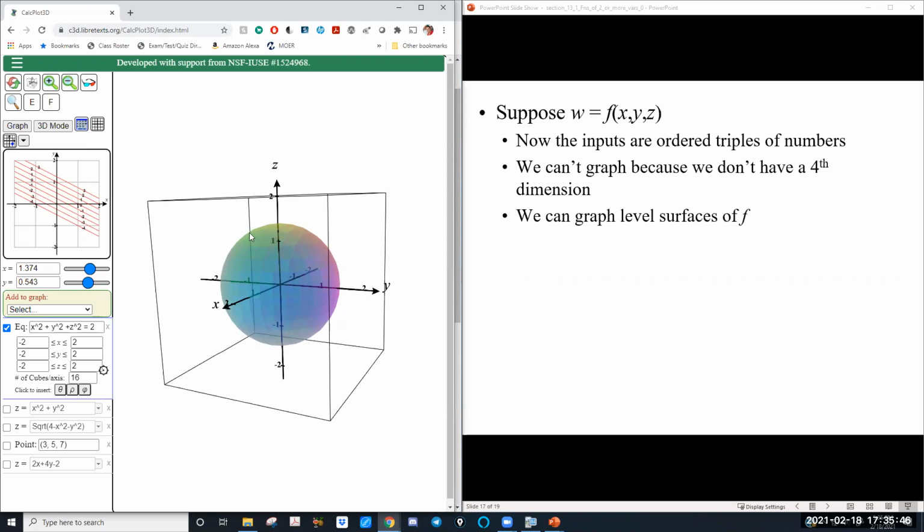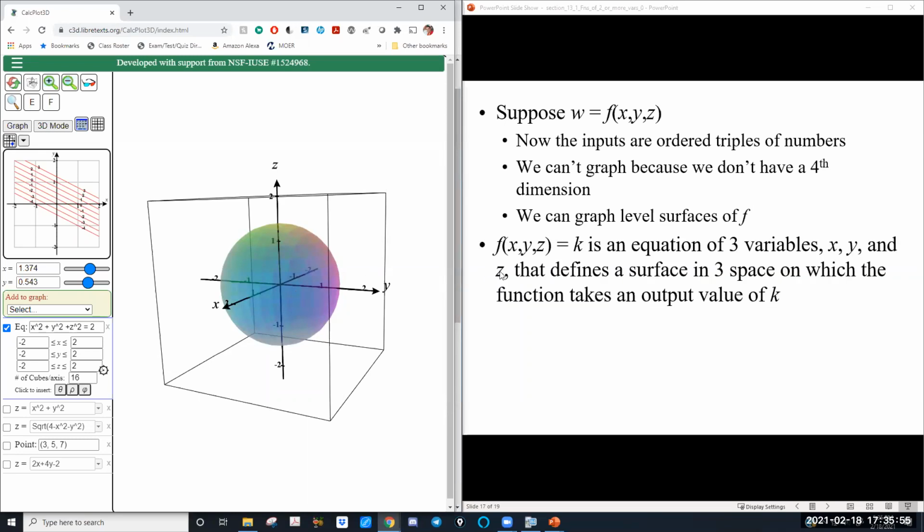So, this was from our temperature function. Every point on this sphere is at the same temperature. So what we do is we let the output, oh, absolutely, yeah. Smell being that 4th dimension, right? That could be the output of our function. Absolutely.